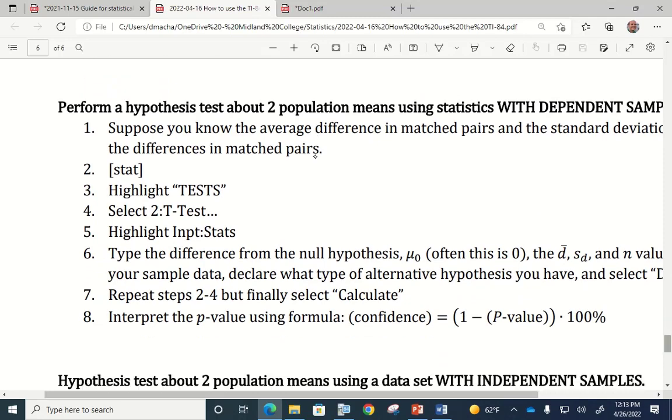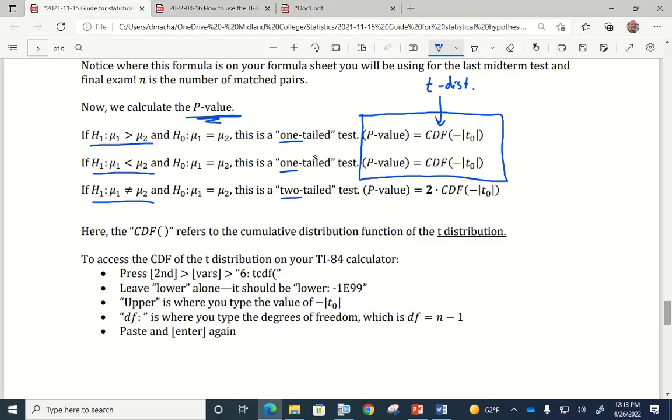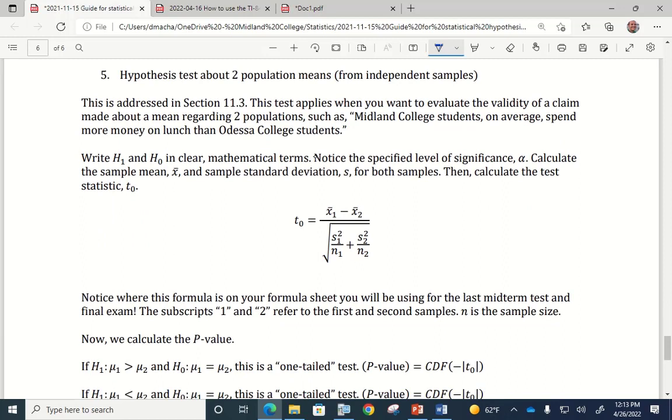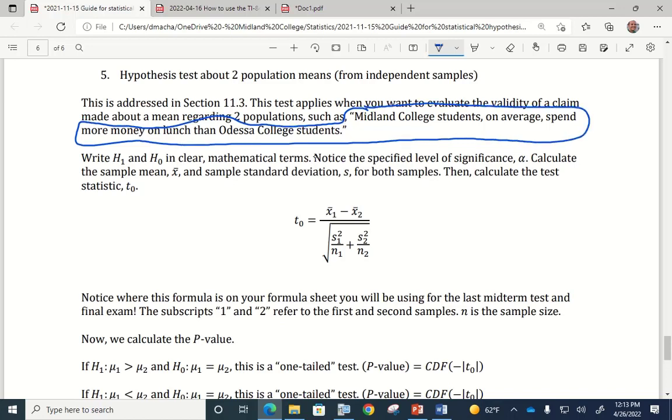And last thing, on the last page here, our last type of hypothesis test is if you're talking about two population means from independent samples. They're not twins, they're not two sides of the same person's face, they have nothing to do with each other. Then this is what you need. So let's say we make a claim like, I say Midland College students on average spend more money on lunch than Odessa College students. So that's like saying mu1 is greater than mu2.